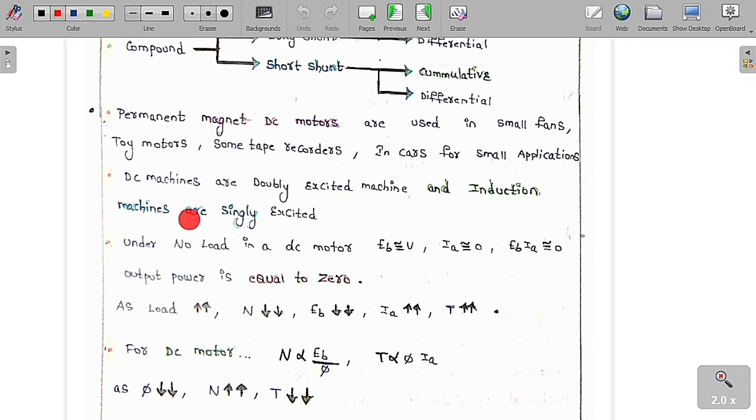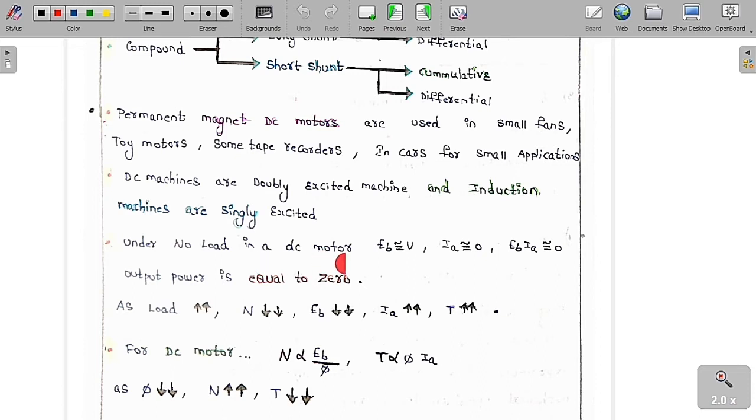Whereas the induction machine is a singly excited machine, because only on the stator coil we give the excitation, not on the rotor coil. This is a very important point that you always need to remember. In DC machines we excite the armature winding and also the field winding. In synchronous machines also we give excitation to the armature coil and the field coil. In induction machines we give excitation only to the stator coil, not the rotor coil. So induction machines are singly excited, whereas DC machines and synchronous machines are doubly excited.